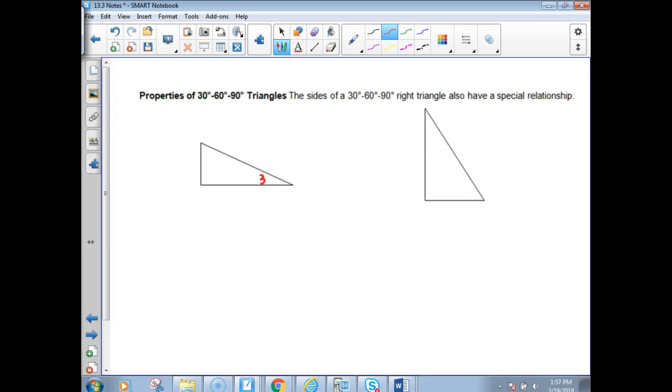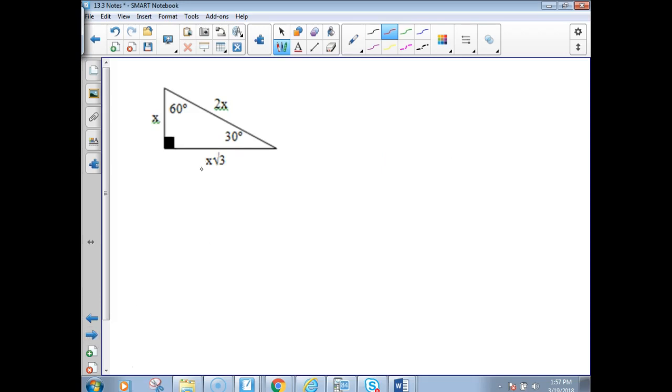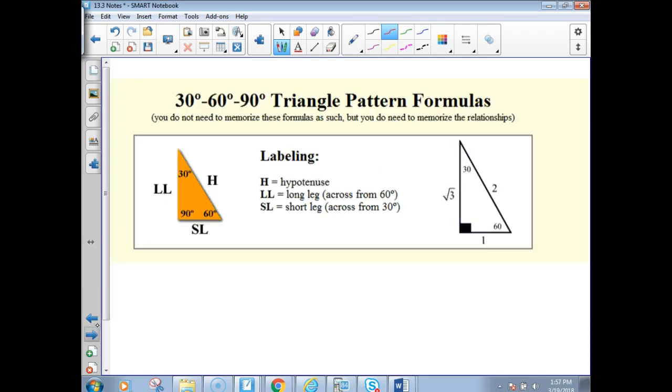Then there was the 30-60-90. And the short leg was x, the long leg was x times the square root of 3, short leg times the square root of 3, and the hypotenuse was 2x. And if it went this way, it's still the same thing. This was x, this was 2x, the hypotenuse, and the long leg was x times the square root of 3. Now, I'll bring this up again when we get to it. So there's the pattern.